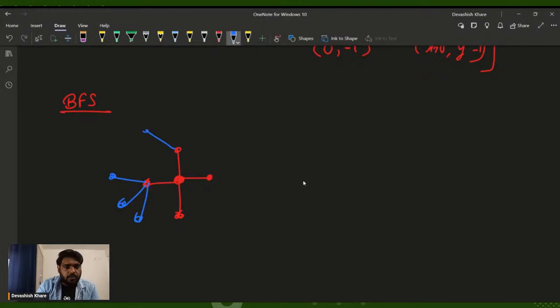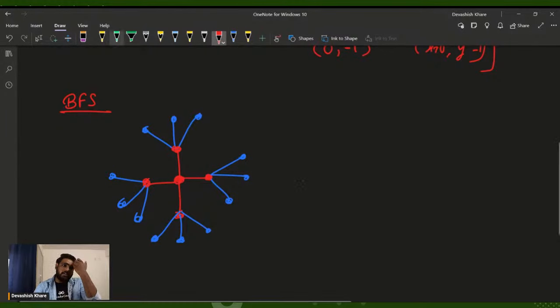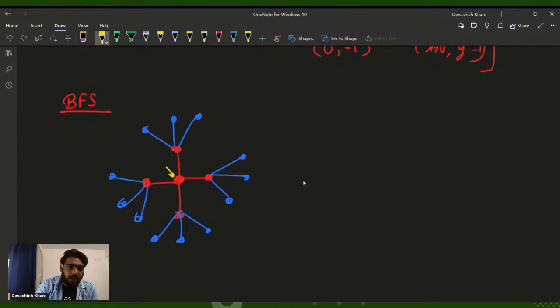I'm just forming a rough diagram which may be representing a graph. All the circles that I'm drawing are actually nodes. Fine. So if I have drawn this diagram, and I'm standing at this point and performing BFS, how does BFS work? You can tell me in the chat if you already know. How does BFS work?